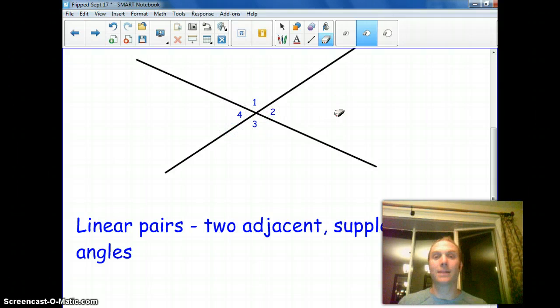I have many linear pairs here. Let's start by dealing with this line. Angles 1 and 2 are a linear pair. They lie on a line, they are adjacent, they're next to each other, and they're supplementary. We call those a linear pair. So not only angles 1 and 2 are a linear pair, but now angles 2 and 3, angles 3 and 4, and angles 1 and 4. Those are all linear pairs. Linear pairs are supplementary. If you find them, add up one angle to the other angle, and that will equal 180 degrees.